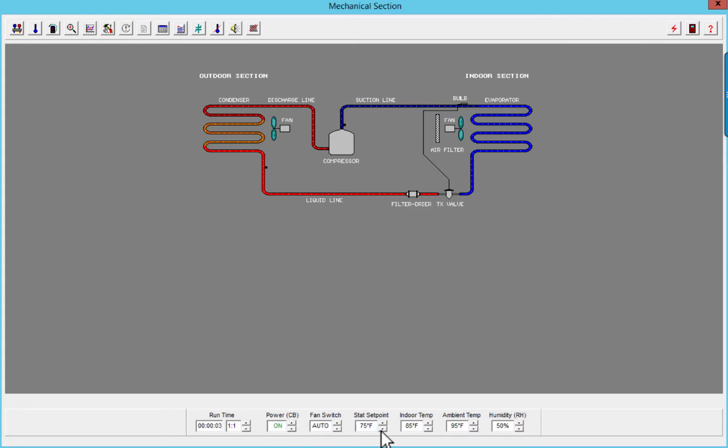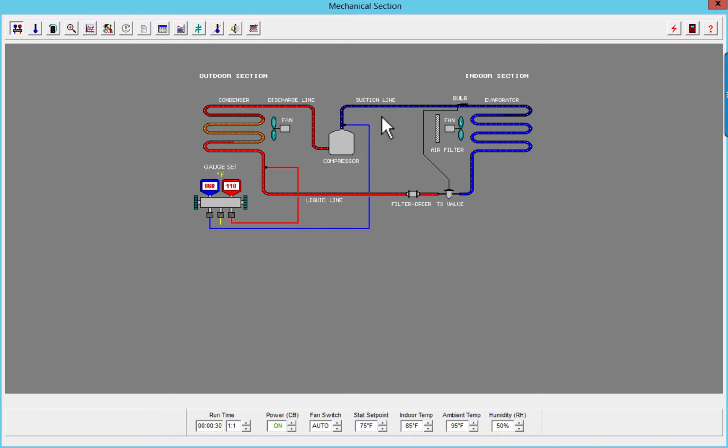My thermostat is set for 75. The indoor room temperature is 85. My outdoor ambient temp is 95, and I have about a 50% relative humidity. Now I'm going to run this real time. I'm not going to change to run faster because I want you guys to see exactly what's going on. So let's throw some gauges on the system. Of course, it's easy here just to push a button and throw some gauges on.